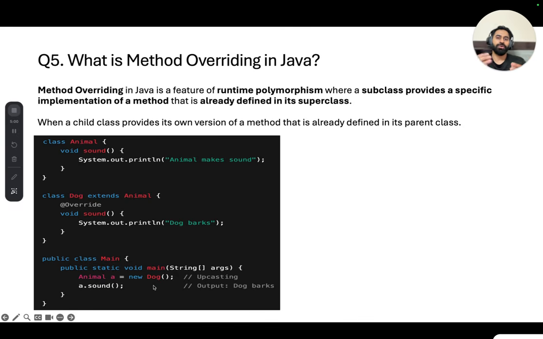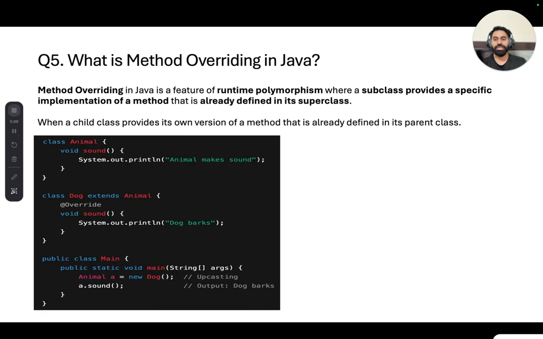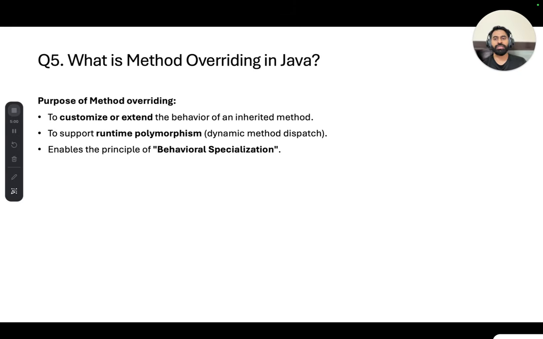So this is about overriding, where we provide a new implementation inside a child class for a parent class method. Now, what is the purpose of method overriding? The purpose is to customize and extend the behavior of an inherited method. Here you can see we already have a method sound for the parent class, but I want a different implementation for my child class. Then overriding can be used, and we can customize this.